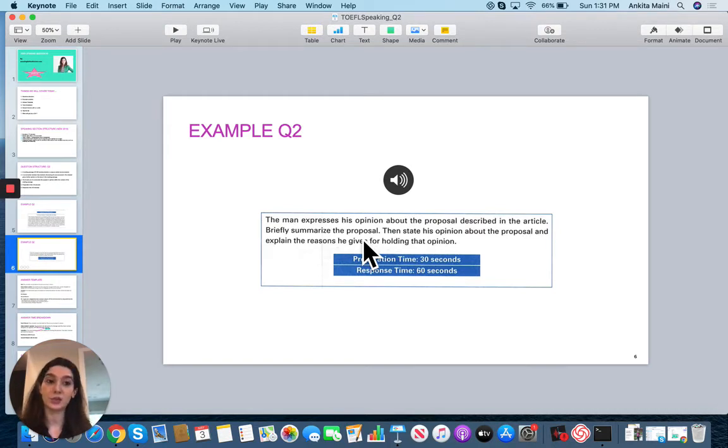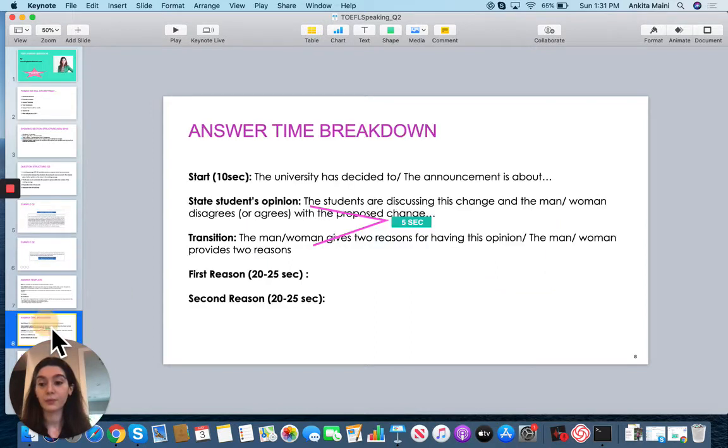So just remember, there are 2 types of question number 2 here. One can say briefly summarize the proposal, and the other one where it just says what's man's opinion or woman's opinion about the change and explain the reasons. And in that case, you will still start by saying what the change is about, but just don't deep dive into the 2 reasons that the university provides.